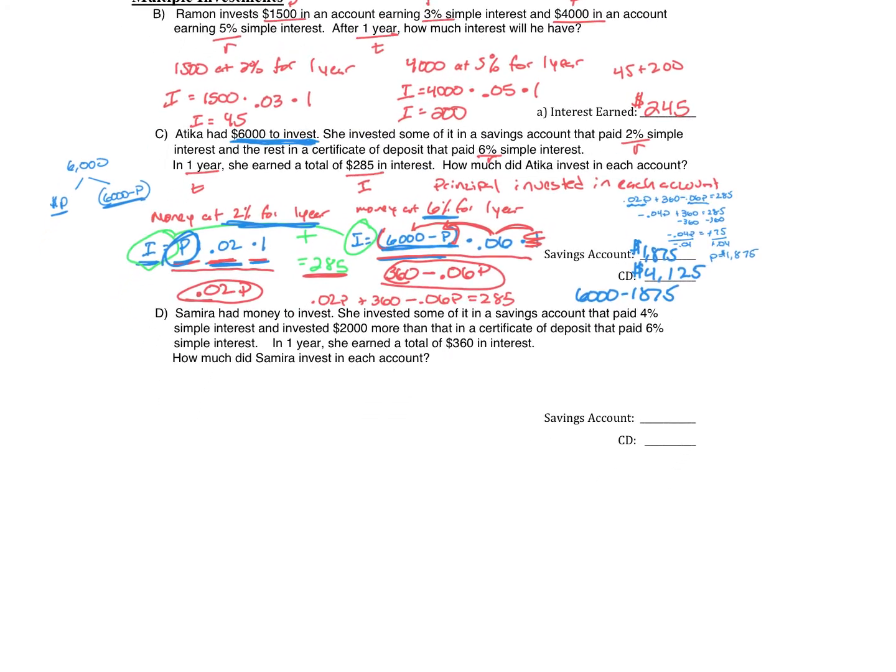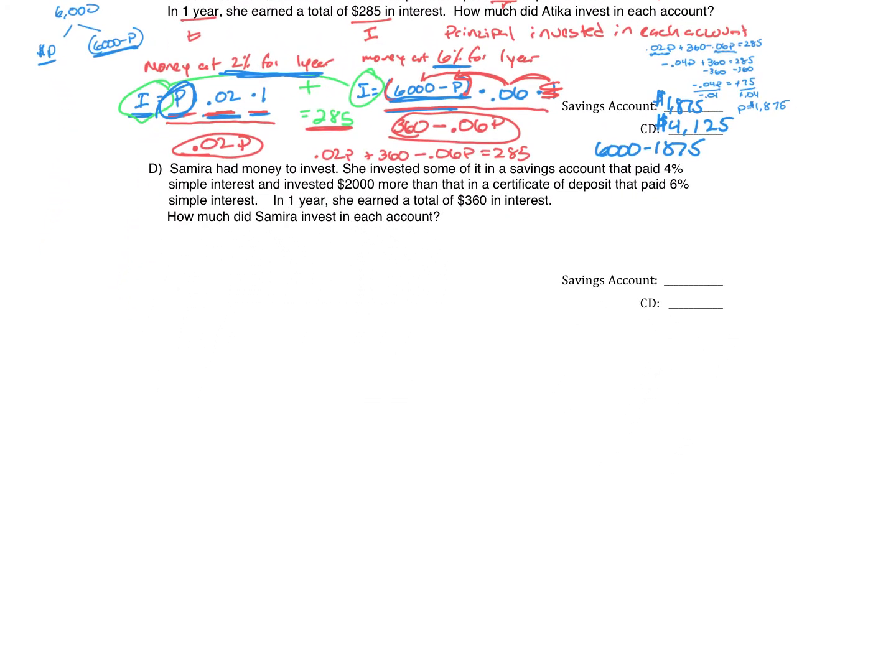Okay, last one here. It says, Samira had money to invest. She invested some of it in a savings account that paid 4% simple interest and invested $2,000 more than that in a certificate of deposit that paid 6% simple interest. In 1 year, she earned a total of $360 in interest. How much did Samira invest in each account? So again, similar situation as the last one. However, instead of the total amount invested, it says she invested $2,000 more than that.